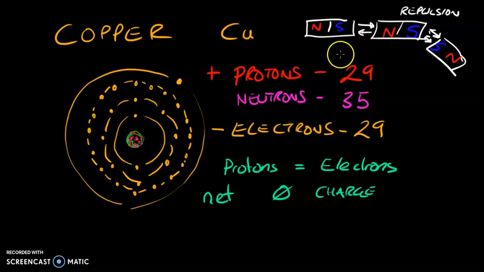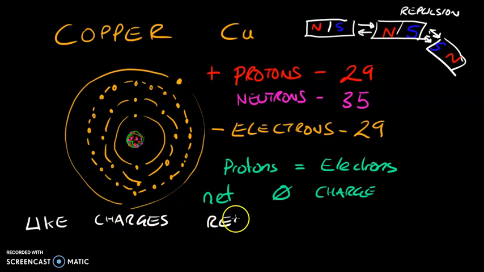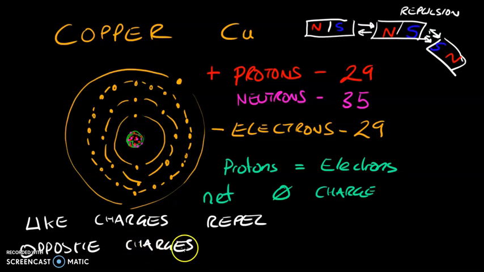The same happens with electrical charges. So we have a rule, which is that like charges repel and opposite charges attract. Just like the poles on a magnet, the same thing happens with electrical charges within the atom.